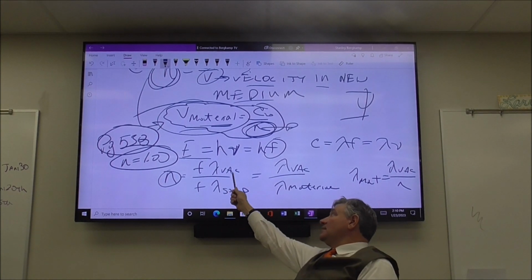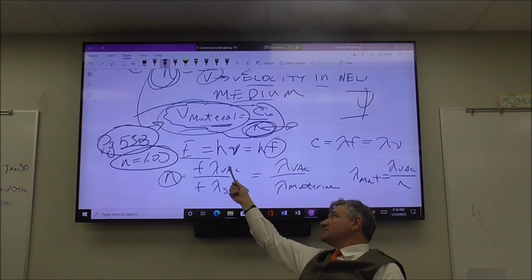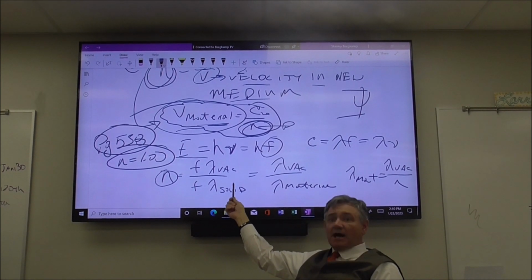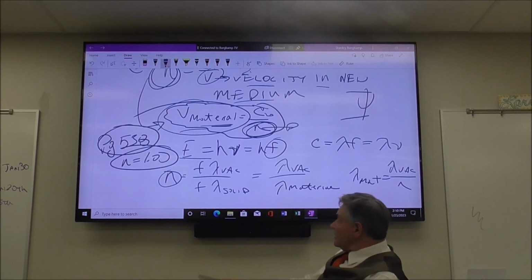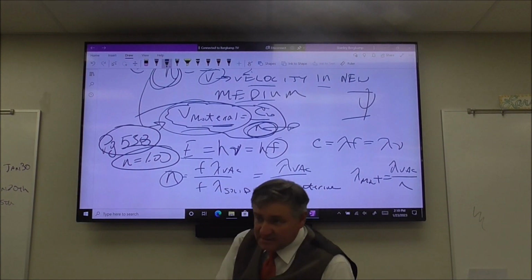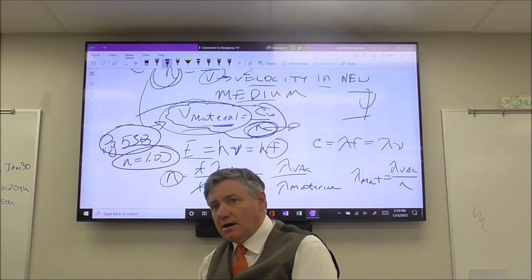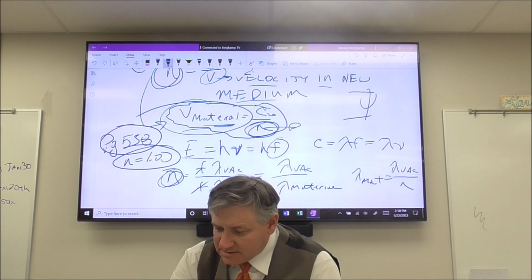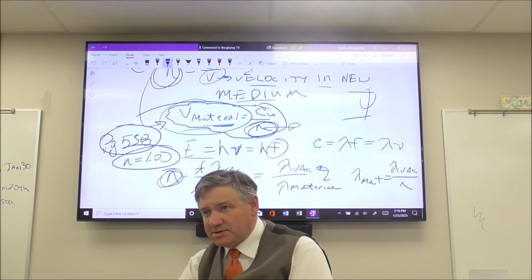I said, okay, this is how I can calculate the speed of light in a vacuum: frequency times wavelength. This would be frequency times the lambda in that new solid. Now, here's the deal. Because the frequencies stay the same, those cancel out. Oh, okay, cool. So with that, the other way to look at n then is that it's the wavelength in a vacuum divided by the wavelength in the new material.